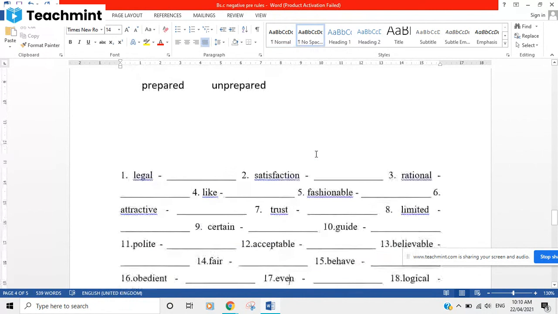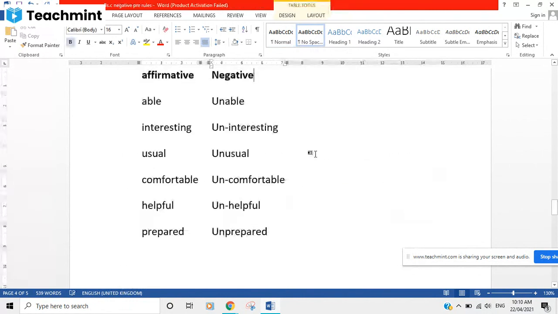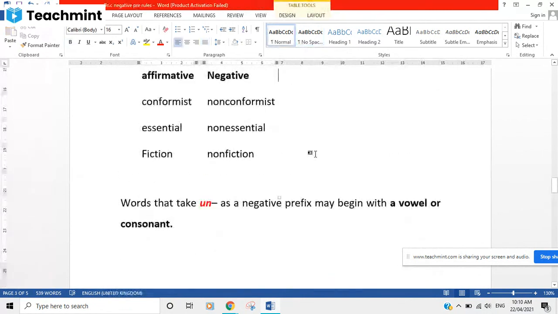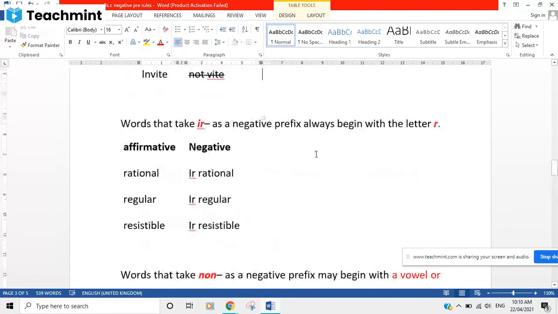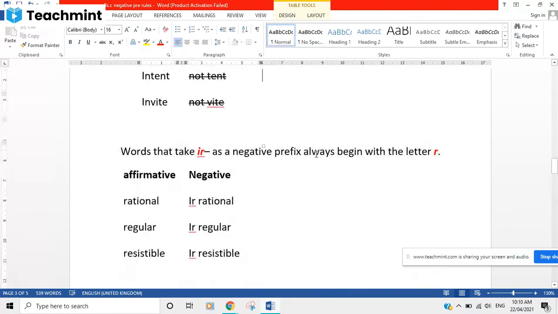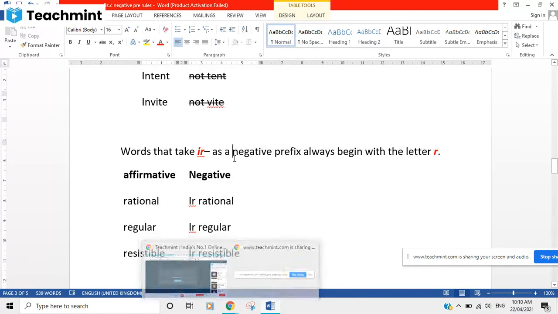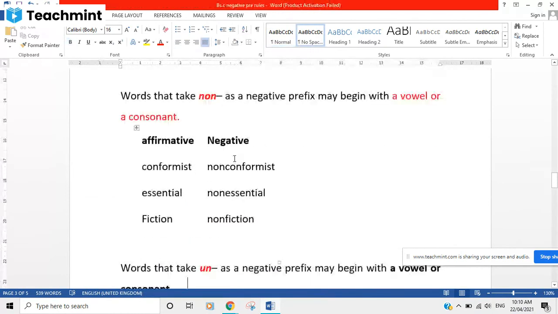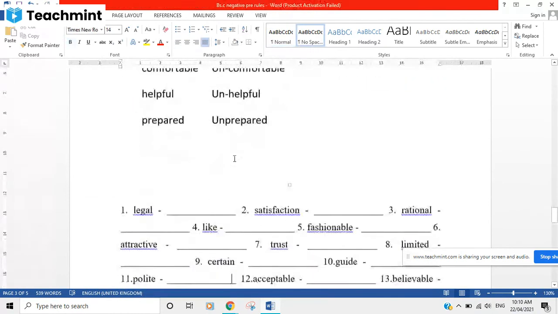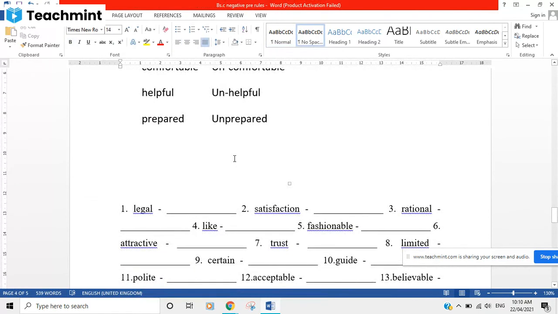Next, competent. No. We use in before the word competent in order to make it negative. Competent, incompetent. Next, legal. Illegal. Yes, illegal.